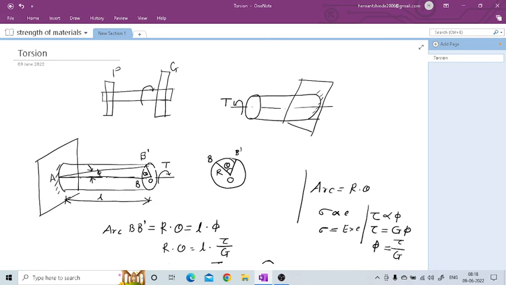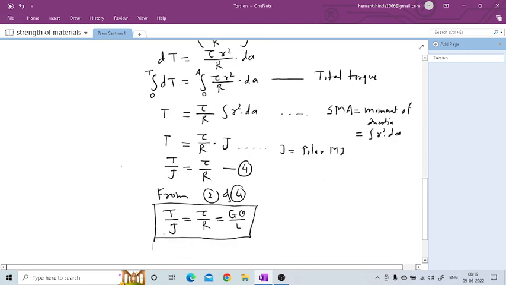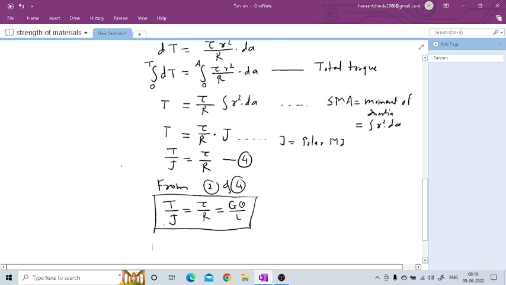Now the next one. All the properties that we considered here, that is the modulus of rigidity or Hooke's law, Hooke's law is only applicable up to the elastic limit. Means the stresses or strains which are produced here are within the elastic limit. So these are the assumptions that we have considered for this torsional theory.